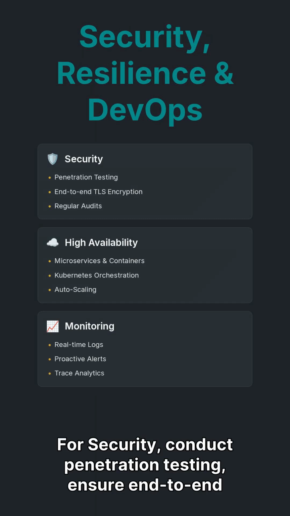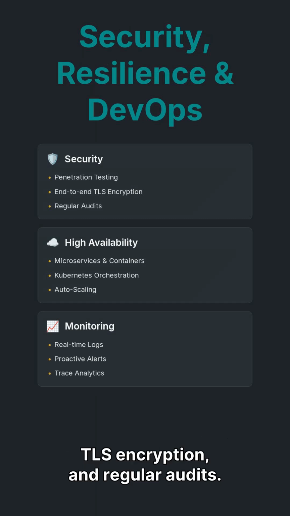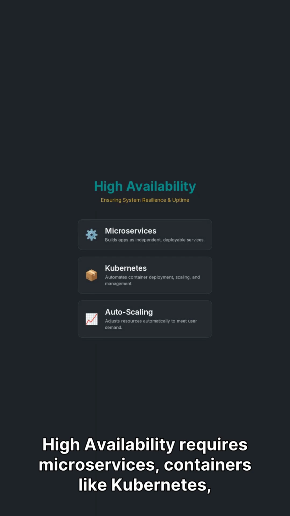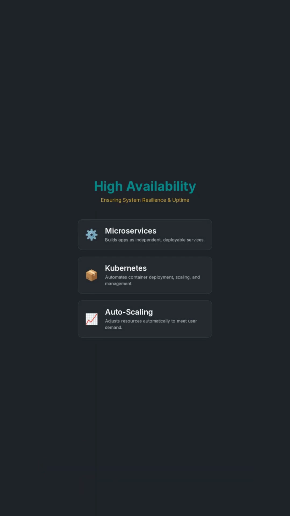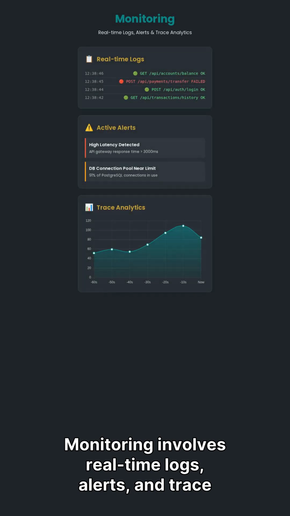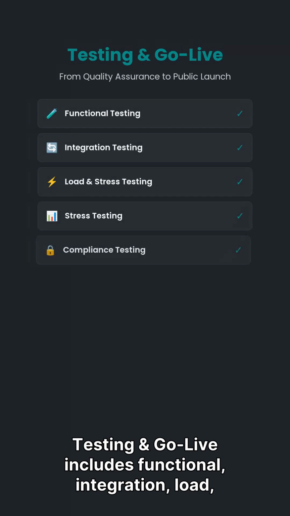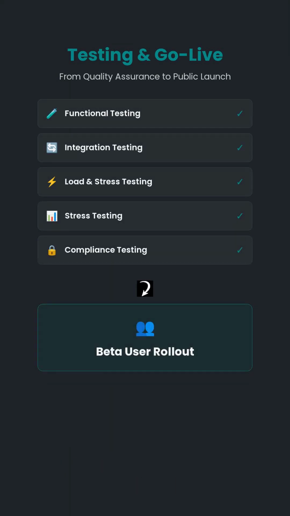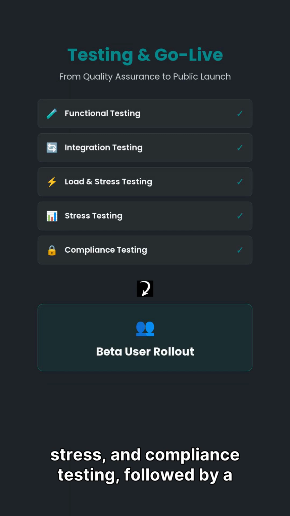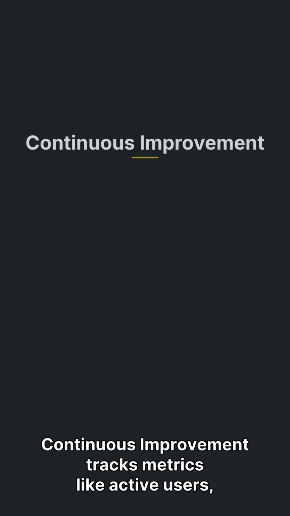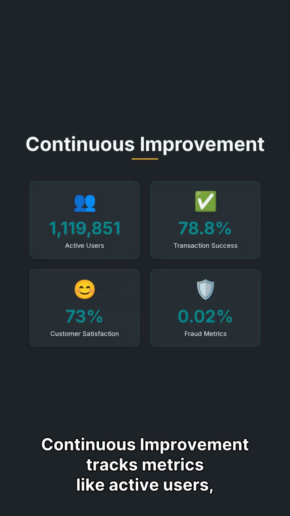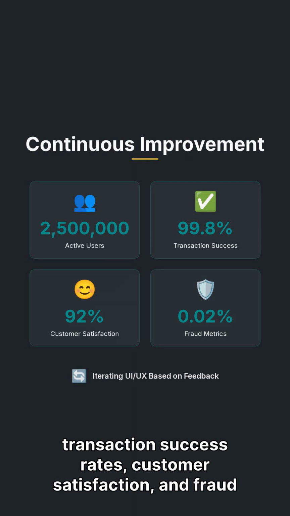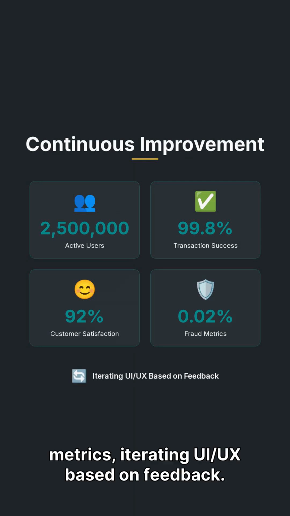For security, conduct penetration testing, ensure end-to-end TLS encryption, and regular audits. High availability requires microservices, containers like Kubernetes, and auto-scaling. Monitoring involves real-time logs, alerts, and trace analytics. Testing and go-live includes functional, integration, load, stress, and compliance testing, followed by a beta user rollout. Continuous improvement tracks metrics like active users, transaction success rates, customer satisfaction, and fraud metrics, iterating UI/UX based on feedback.